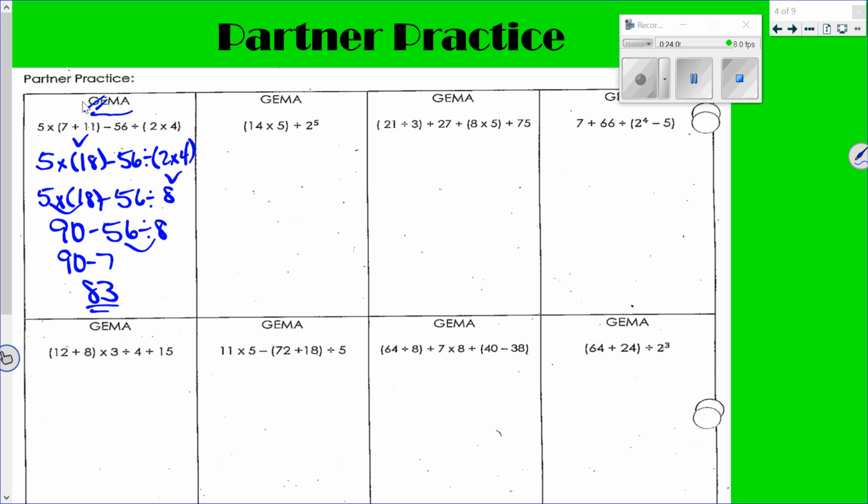Okay, next one. Groupings. Yes, I have one right here at the start. 14 times 5 gives me 70 plus 2 to the 5th. Groupings are done. Now I have exponents. 2 to the 5th is 2 times 2 times 2 times 2 times 2. It is not 10. It is 32. Exponents are done. No multiplying, so I'm just going to add those two.